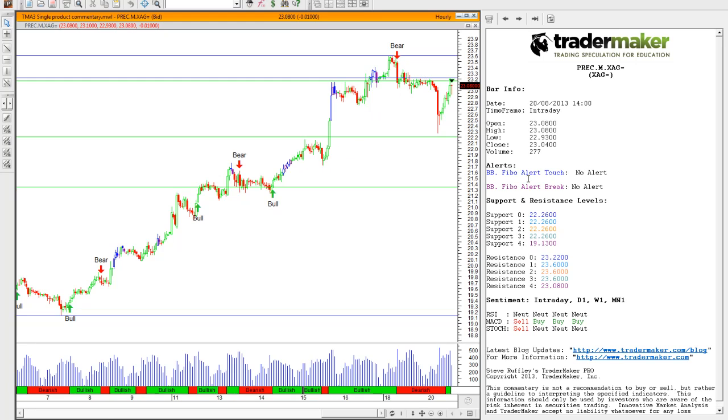Okay, so again, that's just an easy way of using this particular system, and that's just a quick example of silver, of what's happening today, by using all the indicators I have at your disposal.